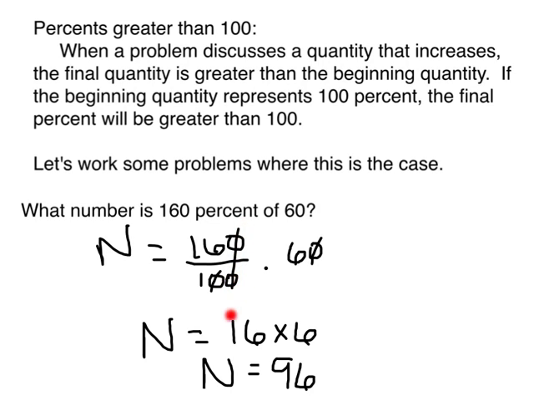I crossed out these two zeros here, and I had 16 over 10. And I crossed out this 0 and this 0, which simply gave me 16 times 6, which is 96. So 96 is 160% of 60.